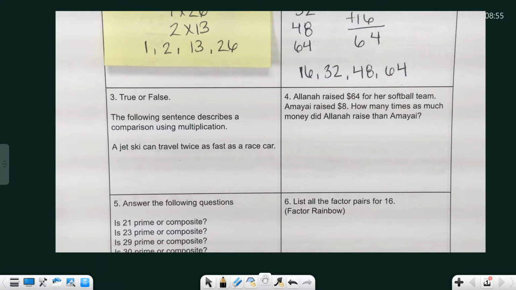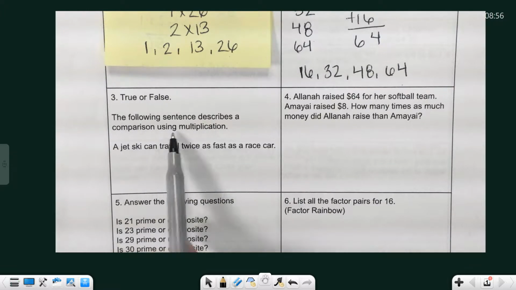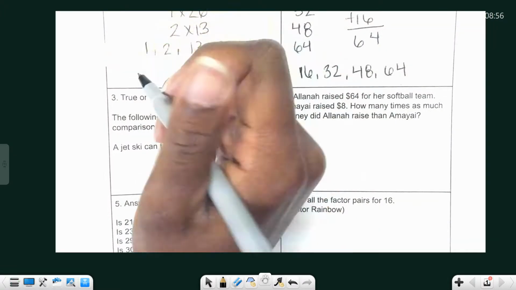Yes. So that is, because if I put numbers with it, that means that jet ski is 2 times as fast as that car. I'm not asking you which one actually goes faster. It's asking you, is this using a multiplication comparison? That's why it says describes a comparison using multiplication. The answer is true.